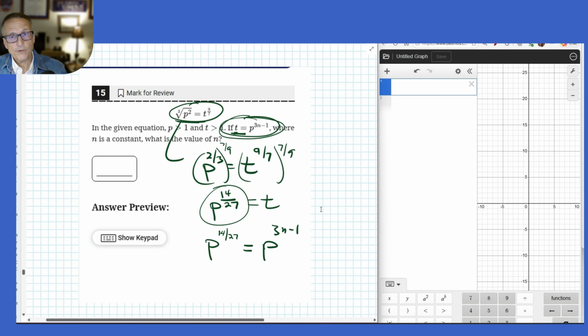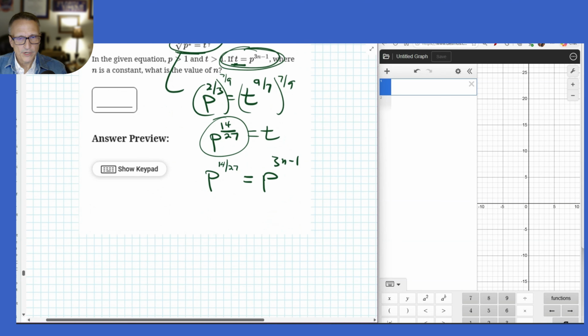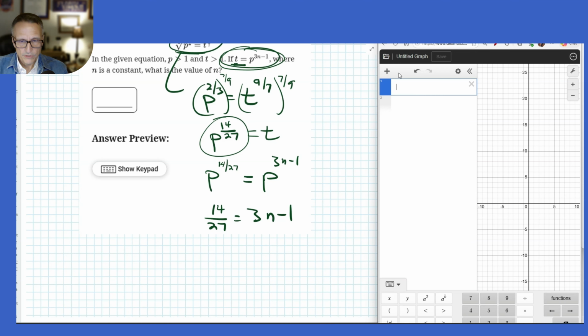And we taught you in Algebra 2 that if you have an exponential equation and you've matched the bases on either side of the equation, then you can just simply equate the exponents. And now I'm going to solve that equation for n. And I'm going to let Desmos do this work for me.